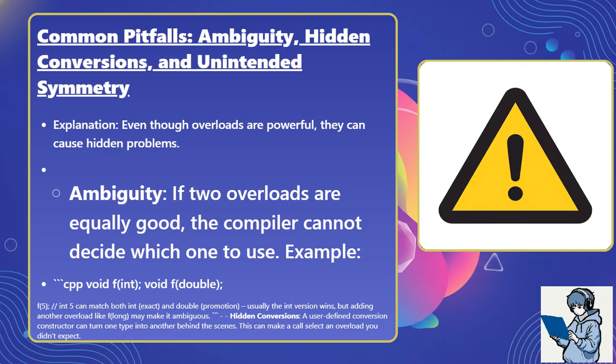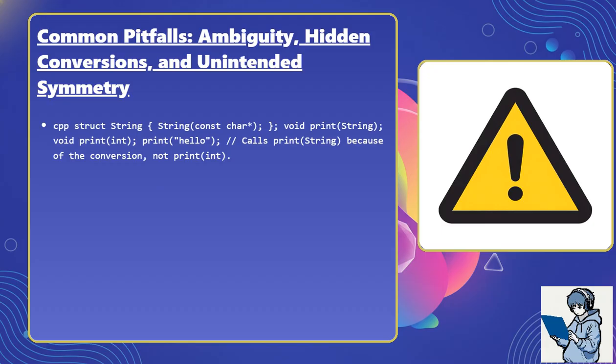Hidden conversions: a user-defined conversion constructor can turn one type into another behind the scenes. This can make a call select an overload you didn't expect. Struct string with a conversion constructor from const char pointer. Void print(string), void print(int), print("hello"). Comment: calls print(string) because of the conversion, not print(int).